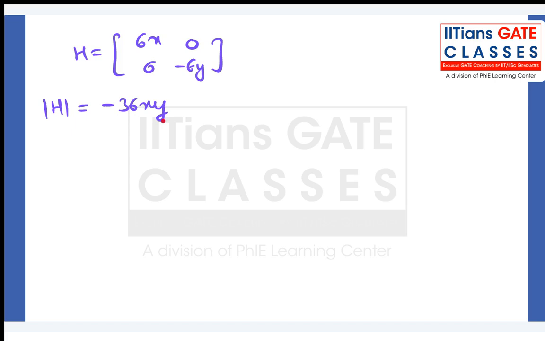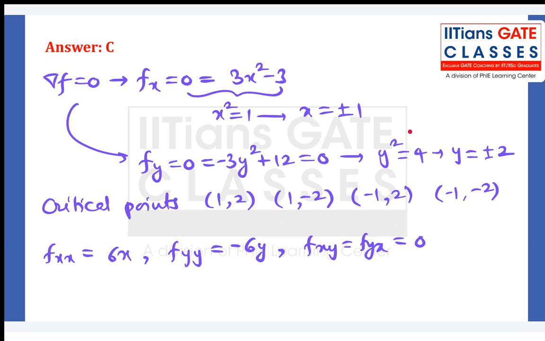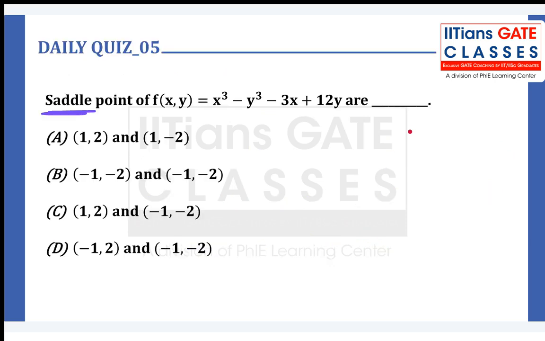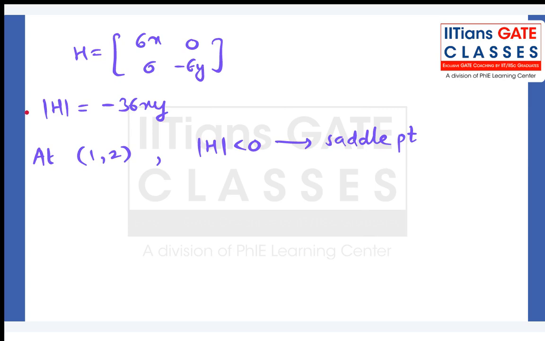So now let's check at each and every point. Okay, so at 1, 2, the determinant of Hessian matrix turns out to be negative. Okay, because that minus sign is there now. So therefore it's a saddle point. No need to evaluate fxx. Okay, so first option we got. So 1, 2 is saddle point. Okay, so in these options, eliminate these two directly because only A and C has 1, 2. So let's check at 1, minus 2. What happens at 1, minus 2 point? Because then option A is correct answer or not will become clear.